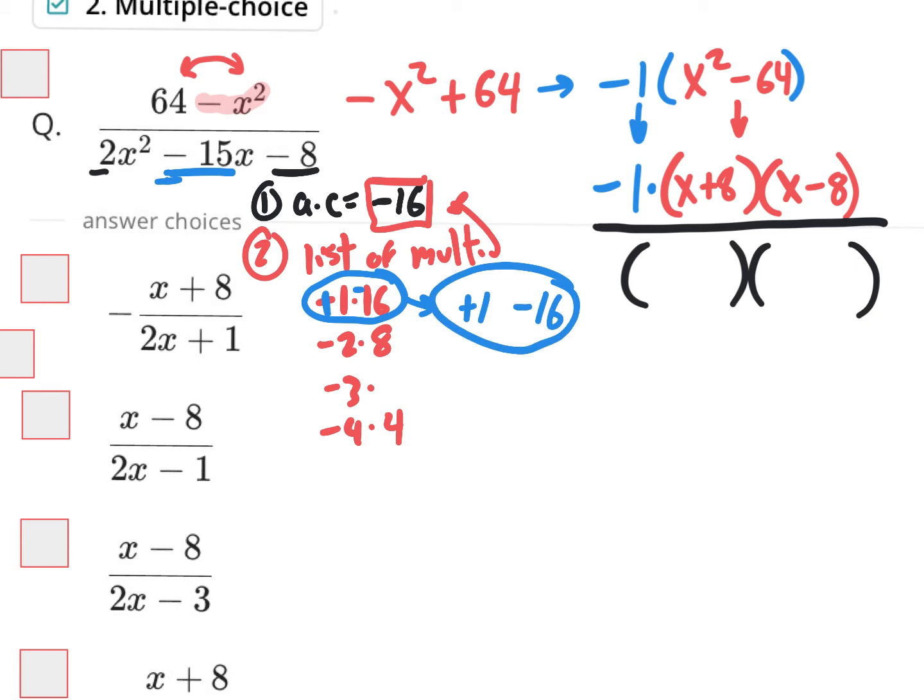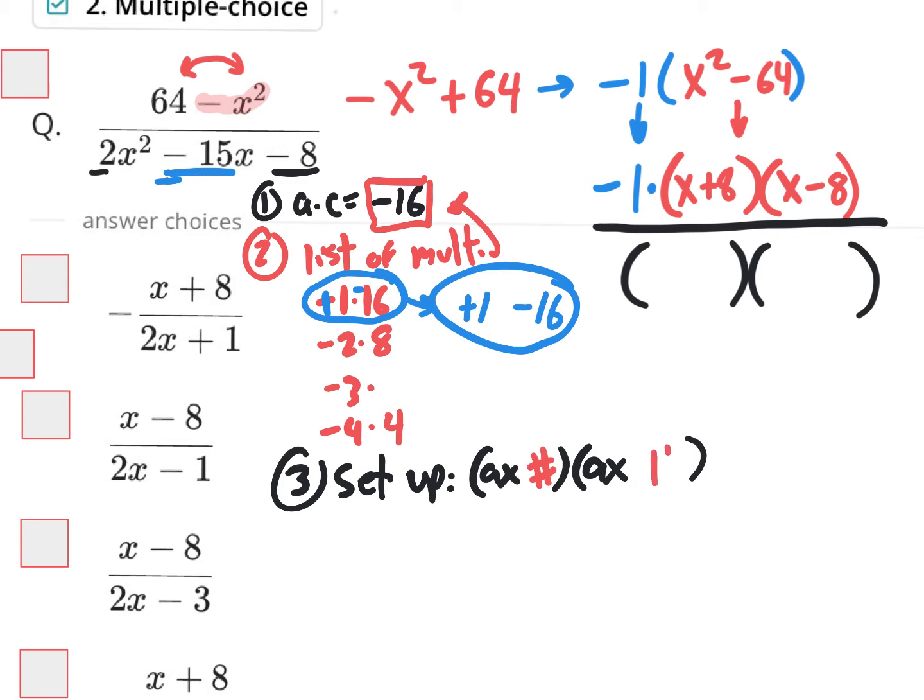Anyway, step 3 is where we do the setup. We're going to make it look like our answer already. And how do we do the setup? It's parenthesis, parenthesis, parenthesis, parenthesis, ax, and then you put the numbers from step 2 right there. That's a setup. So let me actually do that now.